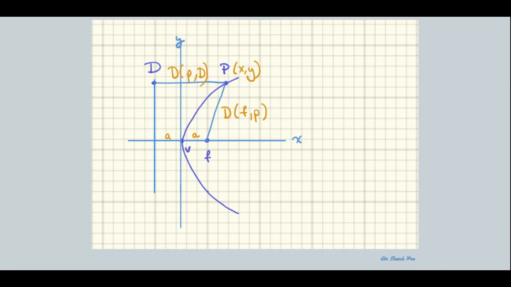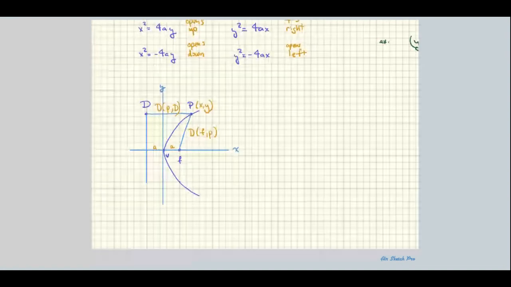Okay, so let's do these distances. How about that? So here, what we want is the distance from the focal point to a point on the parabola to be equal to the distance from the point on the curve to the directrix. And the directrix is a line, okay?